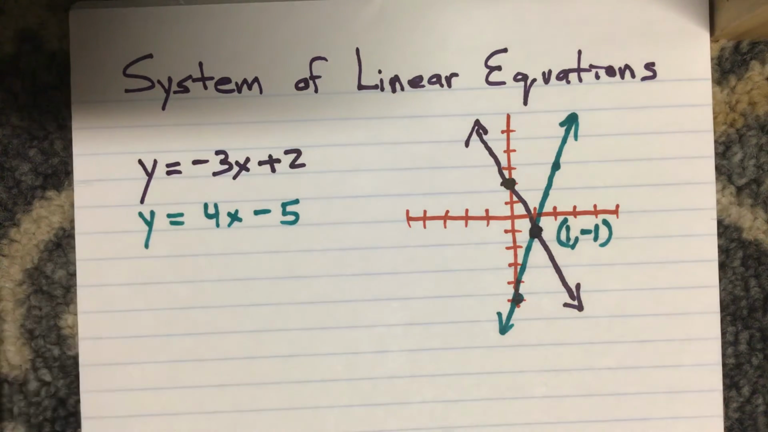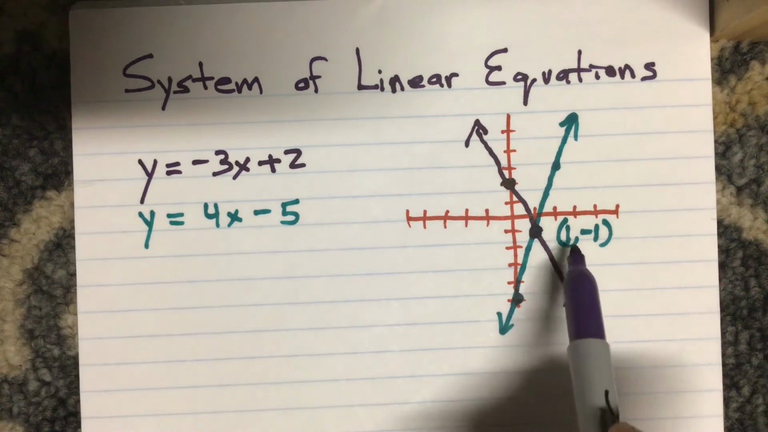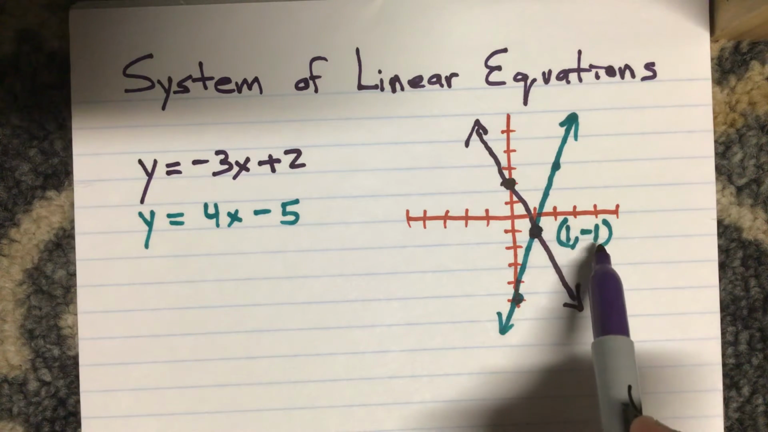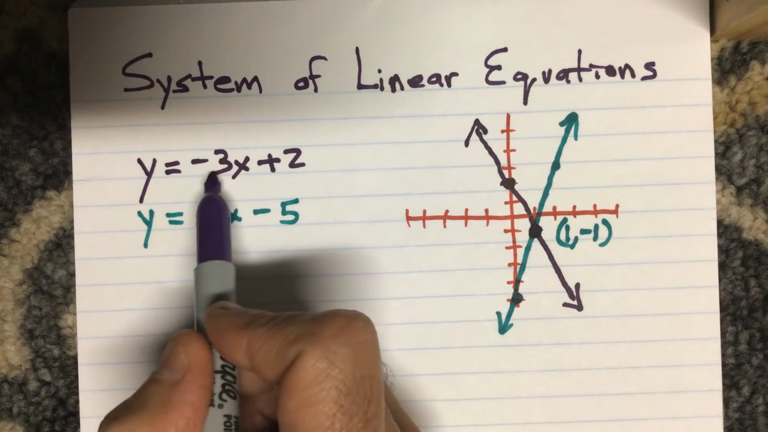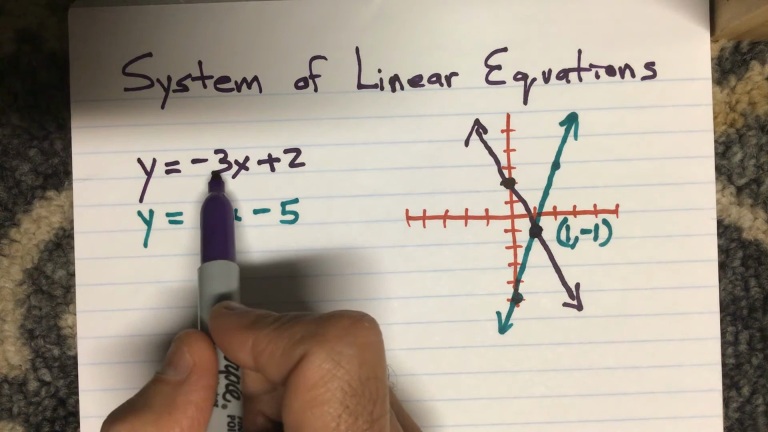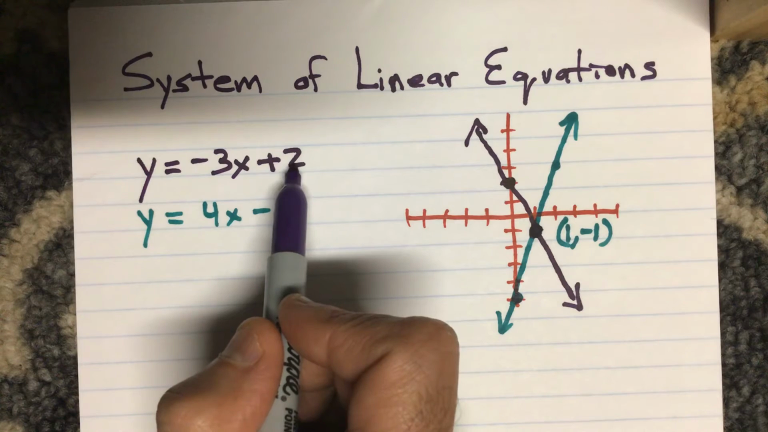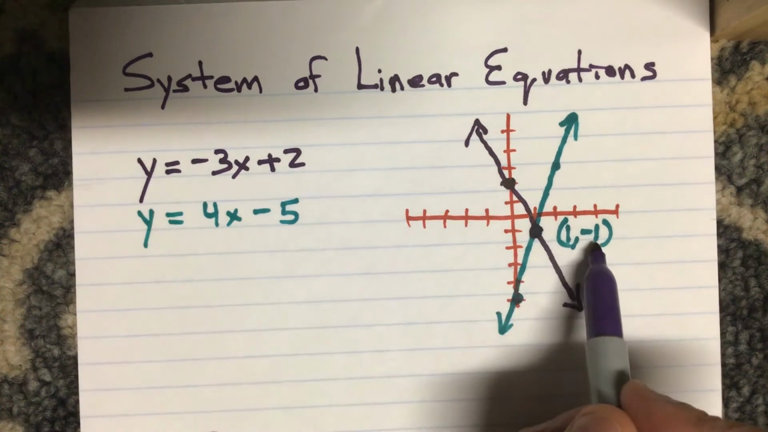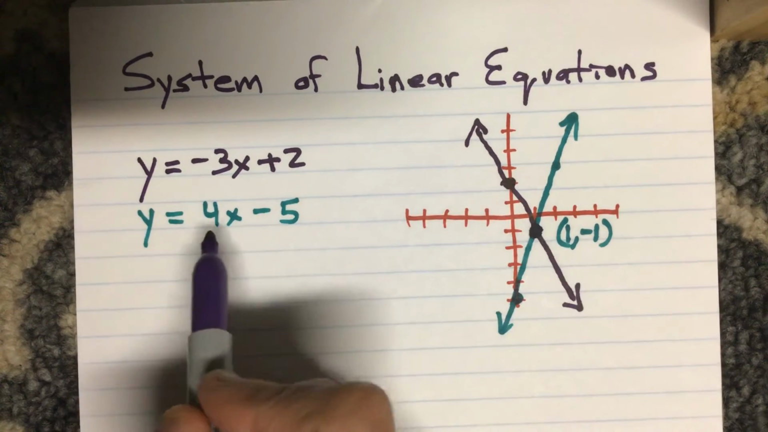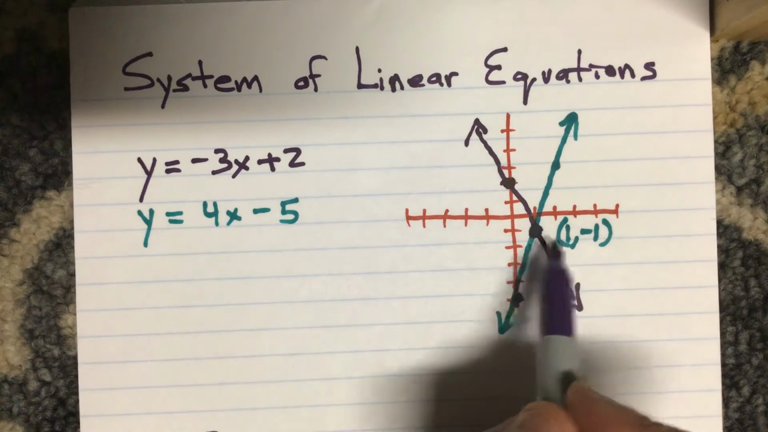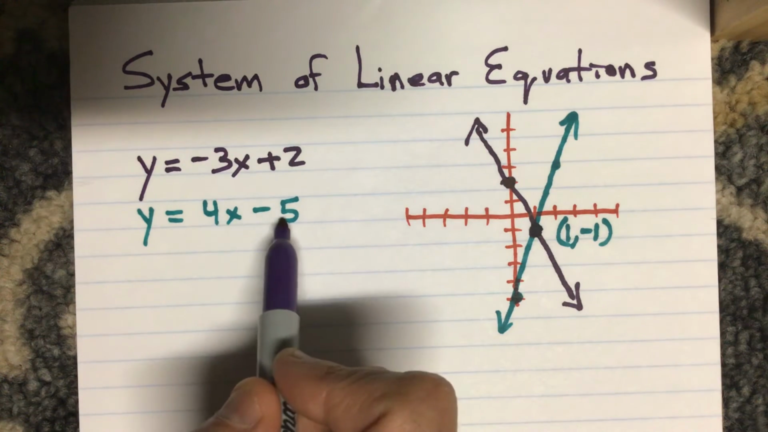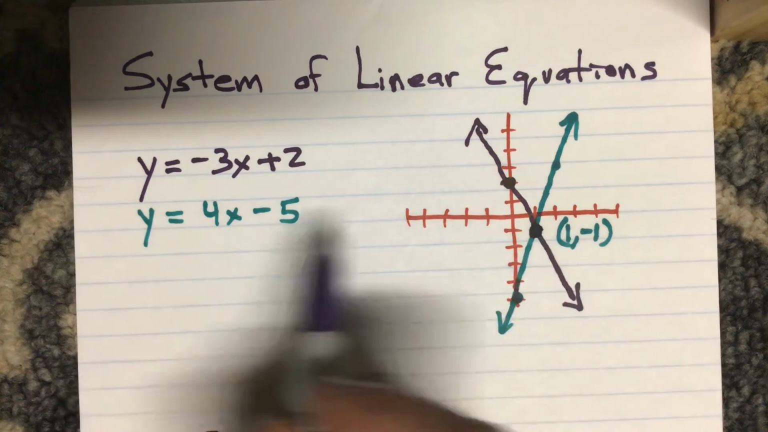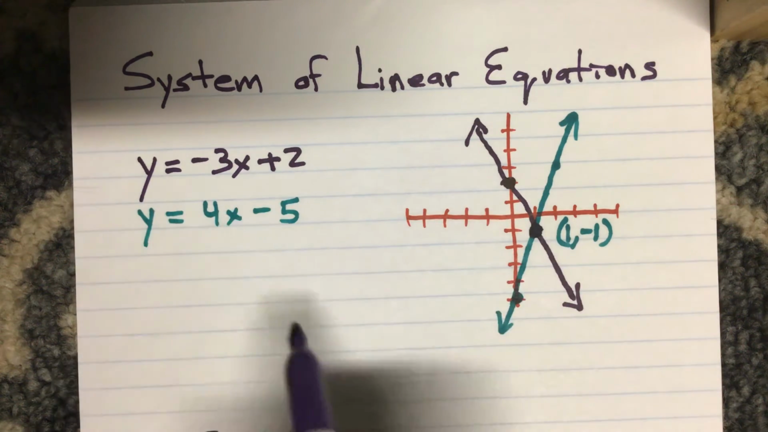So let's just plug it in and see. We're saying 1 for x, -1 for y. So if this x is 1 times -3 is -3 plus 2 is -1, which is what I get here for the y value. Same thing here. If x is 1, 1 times 4 is 4, minus 5 is -1. And so this solution works for both of them.